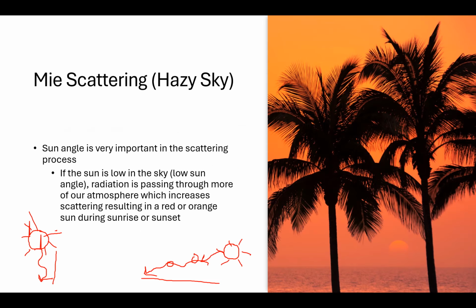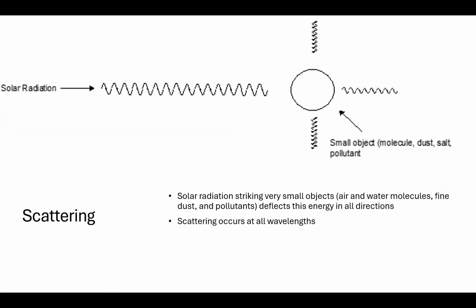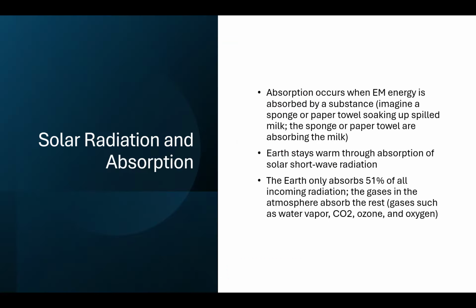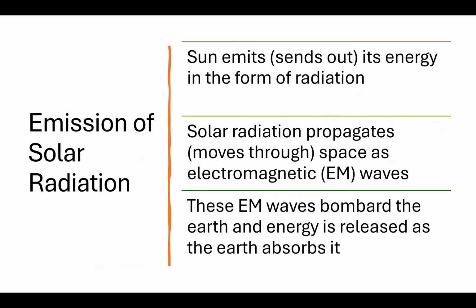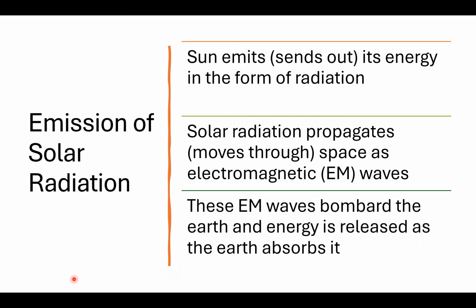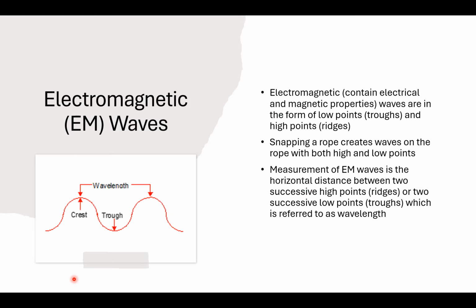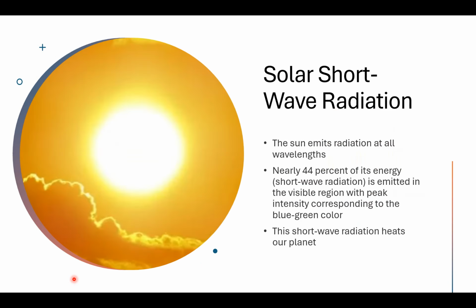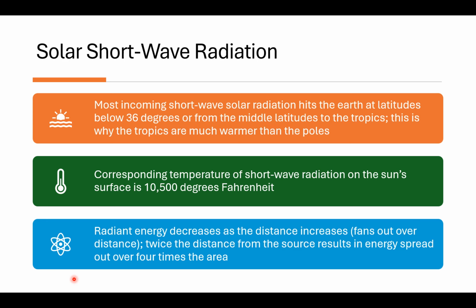That wraps it up for me. We covered a lot of material in today's session. We covered the Earth-Sun relationship, the heat budget overall. We talked about radiation principles. We talked about the greenhouse effect, scattering types, the Earth-Sun heat budget. How the sun is a hotter object and emits shorter wavelength radiation. We talked about what an EM wave is, the different parts of the EM wave. We talked about Earth's longwave radiation or infrared radiation.